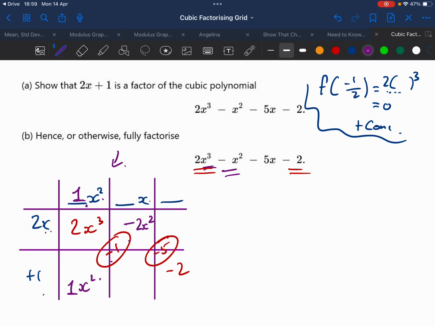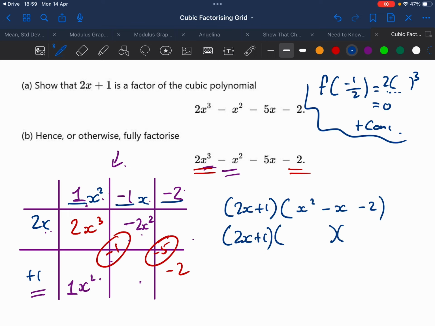2x times how many x's give you minus 2x squared? That must mean that this is a minus 1 then. Okay. And the final bit, you could do this part, but it's easier to just say 1 times what gives you minus 2. Clearly, it's minus 2. So we can factorize it by writing it as 2x plus 1, and the quadratic seems to be x squared minus x minus 2. And you'll find again that this one factorizes quite nicely. So this is just going to be an x plus 2.